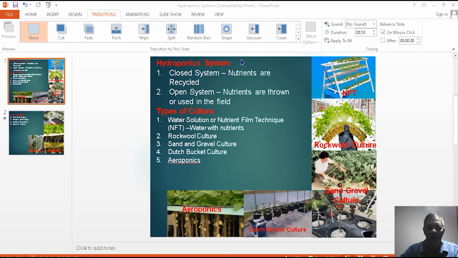So that's the difference between the two systems. Under these systems, there are several types of culture, and I identified nine types here. The first one is water solution or nutrient film technique. In this type of culture, the fertilizer materials, which are of course soluble in water, are dissolved in water, and the water is watered or fertigated to the plants.